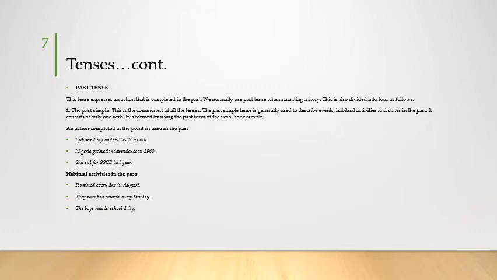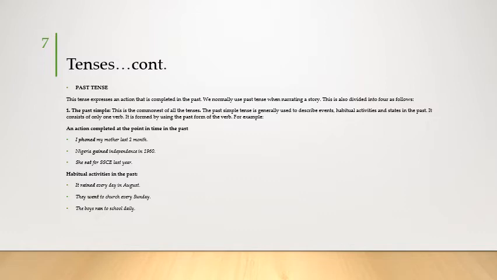We have the past simple, which is the commonest of all the tenses. The past simple tense is generally used to describe events, habitual activities, and states in the past. It consists of only one verb. It is formed by using the past form of the verb. For example, we use past tense to express an action completed at a point in time in the past.